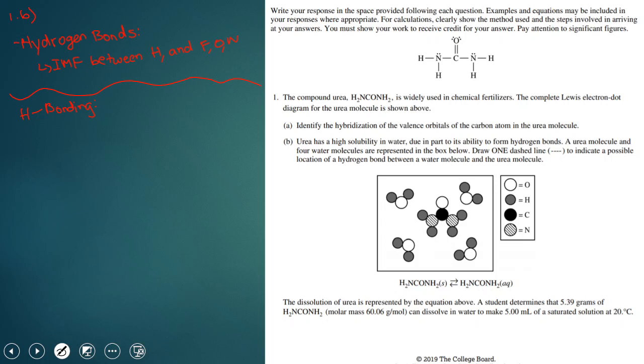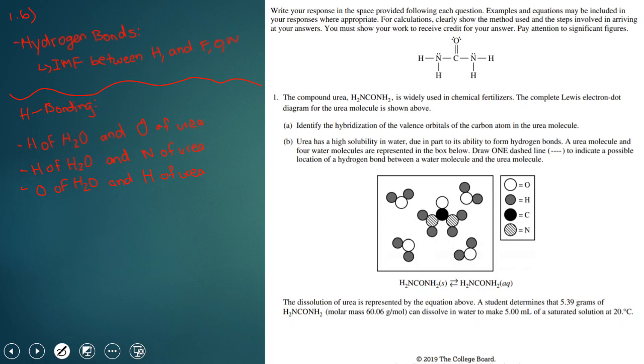So in this particular example, the H bonding can occur between the H of H2O and the O of urea, the H of H2O and the N of urea, or one that you may not have thought of, the O of H2O and the H of urea. And so either one of these would have worked.